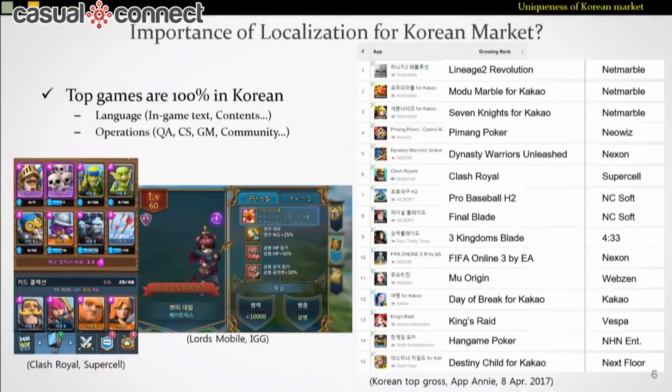The games on the left side are famous games from the West, all localized in Korean. And the games on the right side are games from China, all localized. If you don't localize the game, we don't expect users to play your games. Why don't they play English games? Because Koreans don't speak English. Reading English is painful to us, to me too.